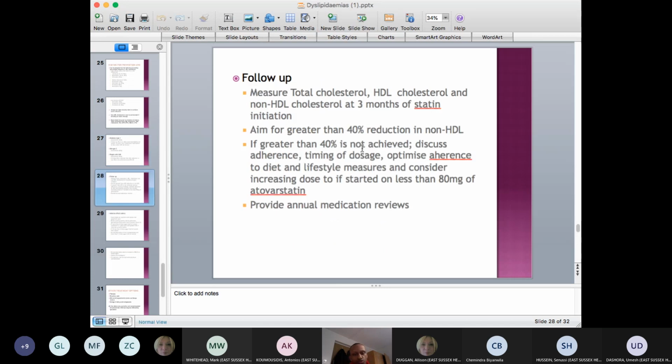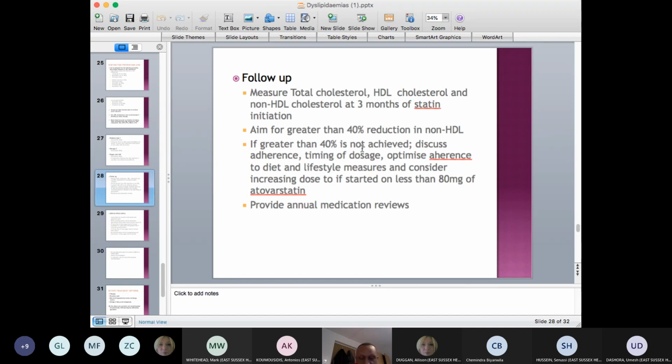So how do you follow these people up? If you initiate statin today, your next check of cholesterol should be within 3 months. And of course, you're going to measure the total cholesterol, look at the HDL, and look at the non-HDL. Aim for a 40% reduction. If you've not achieved that, of course, you're going to explore other things like adherence.